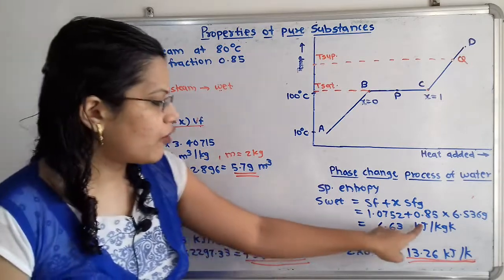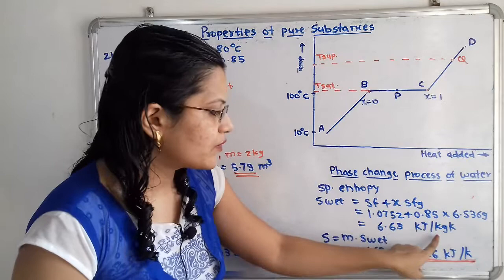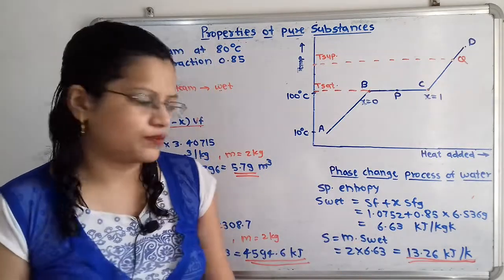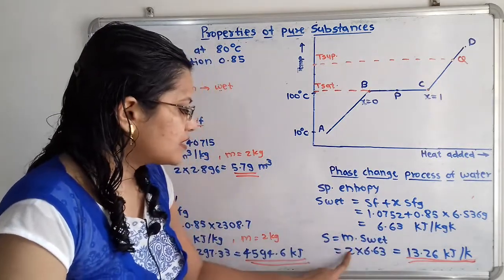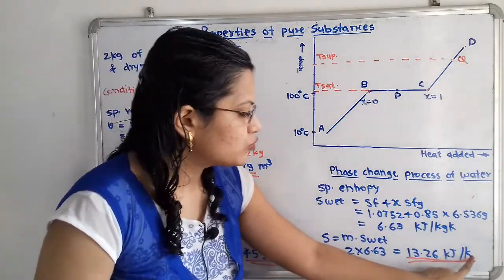If we observe, the unit of specific entropy is kilojoule per kilogram Kelvin, that is, for 1 kilogram this is the value of entropy. So if we multiply with the mass, then the kilogram gets cancelled, and the unit is kilojoule per Kelvin.